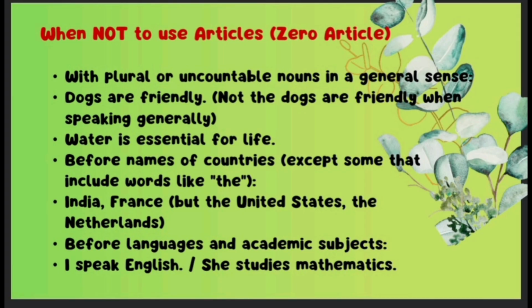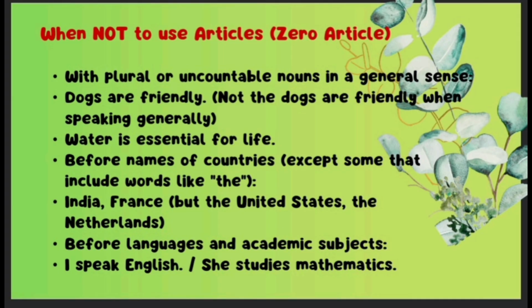Before names of countries, except some that include words like the. We don't say the India, the France. You have never heard that. We say India and France. But some countries are specified with the article: the United States, the Netherlands, the UK. Before these countries we use the article specially, not for all the countries.